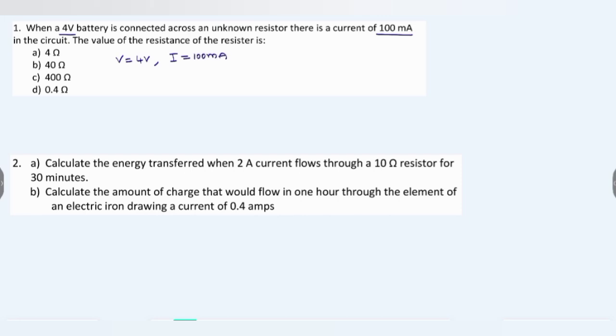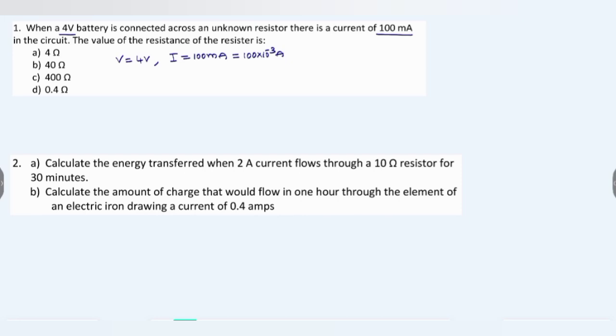Before you do the problem, let us make it into amperes, because that is the standard unit. Milli means 10 to the power of minus 3. Kilo means 10 to the power of plus 3. So here we can write it as 100 into 10 to the power of minus 3 amperes. Let us remember that.